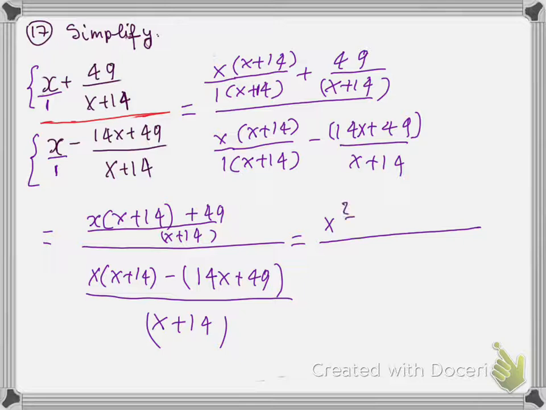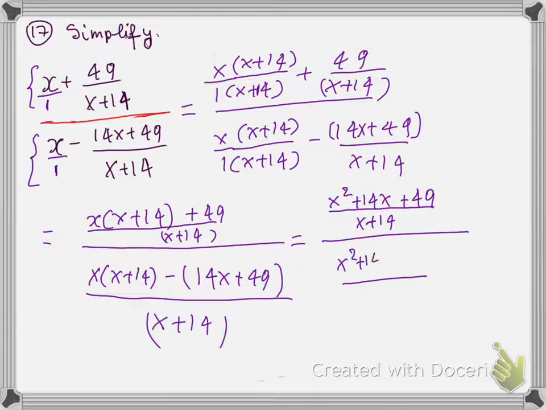x squared plus 14x plus 49 over x plus 14, and in the denominator we have x squared plus 14x minus 14x minus 49. Distribute the negative into each term over x plus 14.